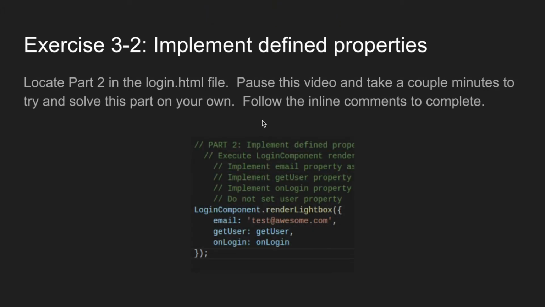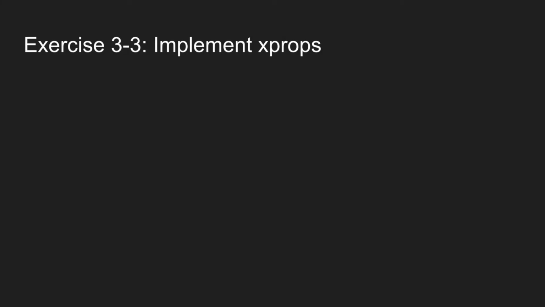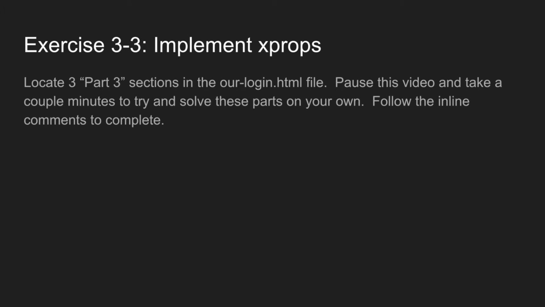All right, and you'll see the answer just like we did in our application. So if you didn't get it all typed in, go ahead and do that now. We'll move on to part 3. So part 3, we're going to implement the xprops. So we're going to locate the three part 3 sections in our login.html file. And this is actually the child component, xComponent, since it's in our login.html.